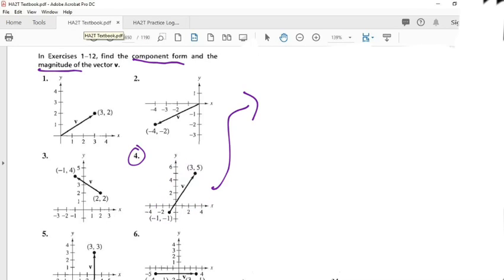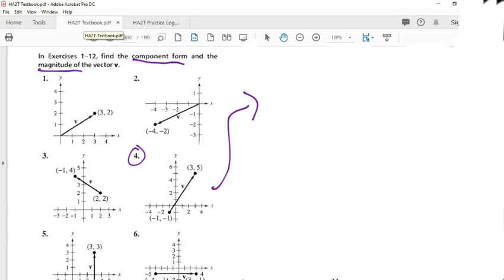Look at this guy. There's a problem with him. His initial point, his starting point, is not on the origin. So how do you find the component form? What you're trying to do is figure out what the component form would be if that was the origin. If that was the origin, what would this point be? It wouldn't be 3, 5. You find the change in x and the change in y, and that becomes your component form.